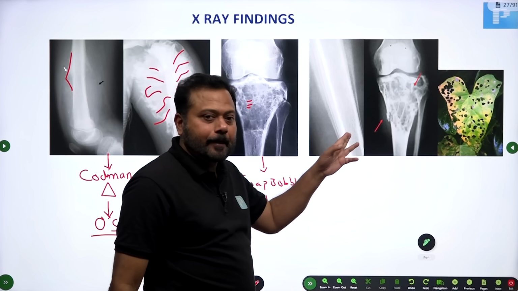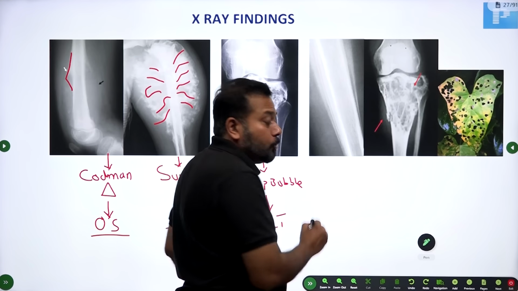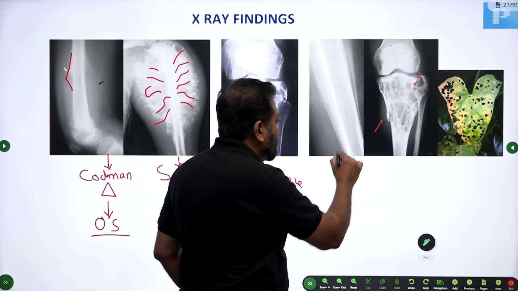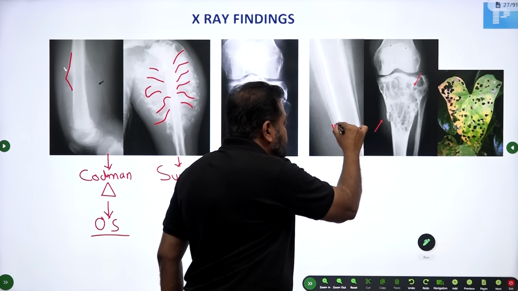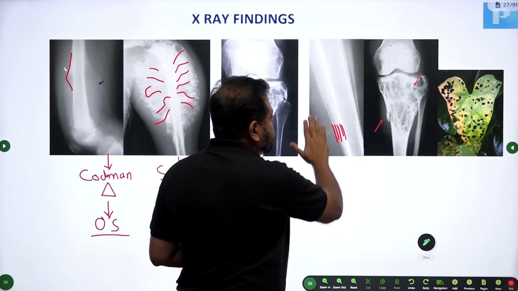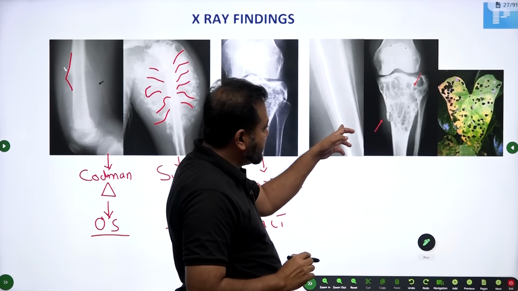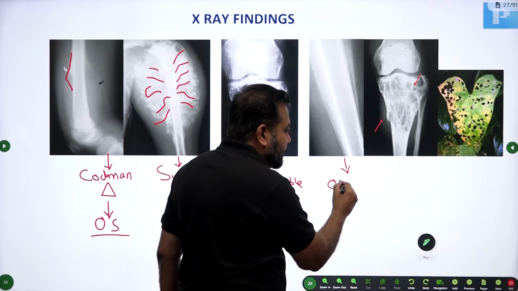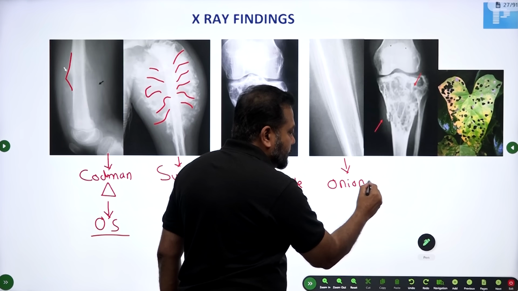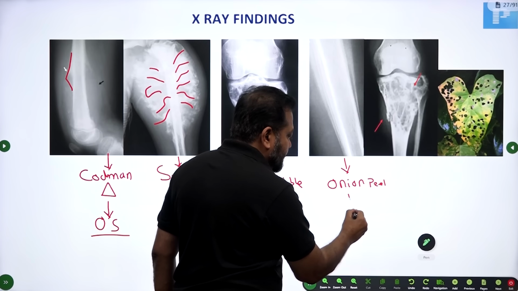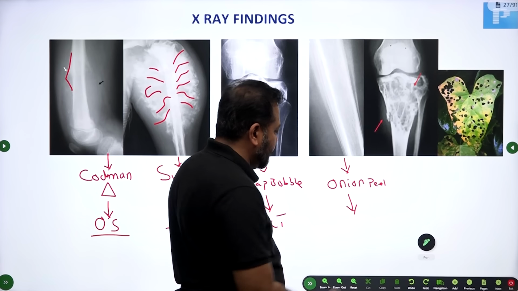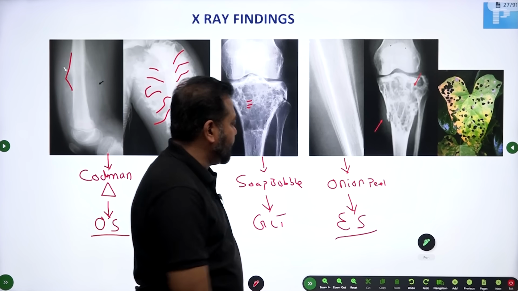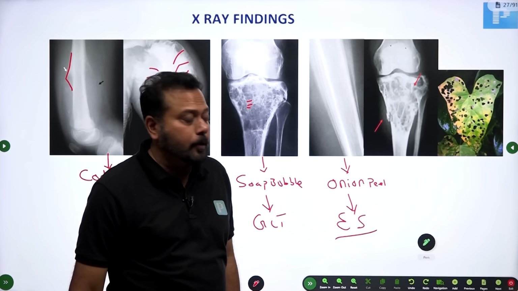When I see the next X-ray, when you zoom your app and see, I will first draw and I will erase. You just see multiple striped layers of periosteum. Periosteum is divided into multiple striped layers. This is called onion peel appearance, very classical of Ewing's sarcoma.